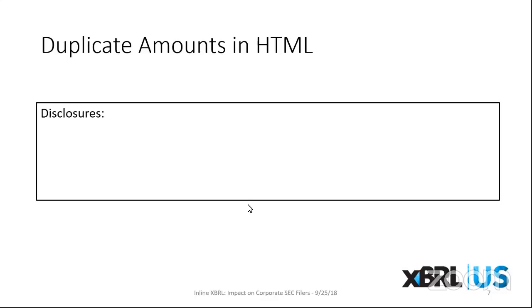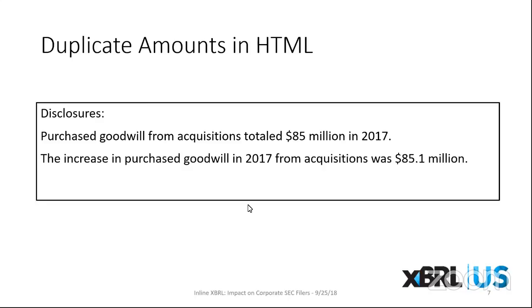Here's a disclosure, and there's two sentences, let's say, in the disclosure. One of them says purchase goodwill from acquisitions totaled 85 million in 2017. And let's say later in the same filing, maybe in the same paragraph or the next paragraph, it says the increase in purchase goodwill in 2017 from acquisitions was 85.1 million.